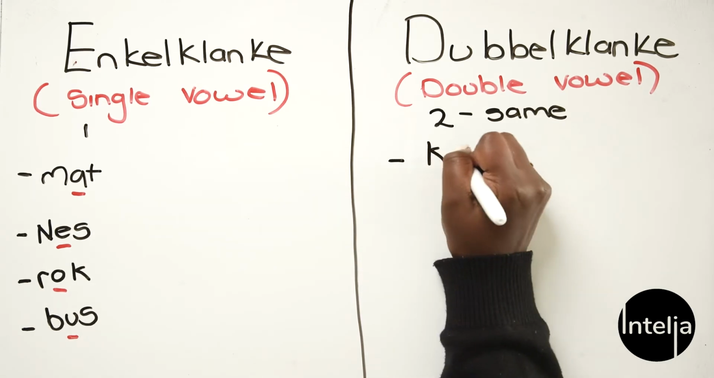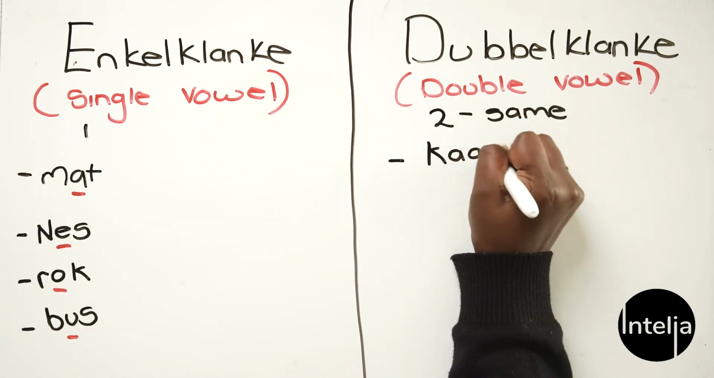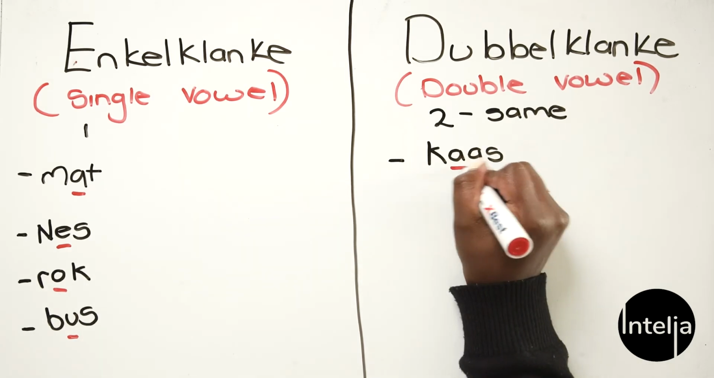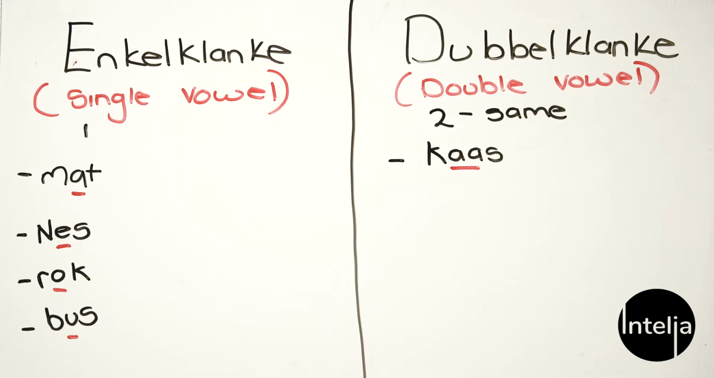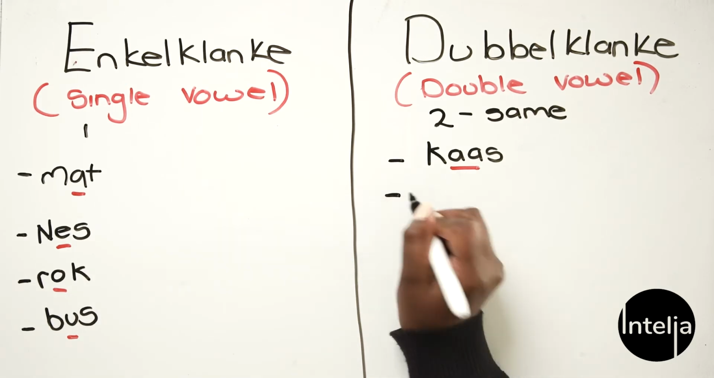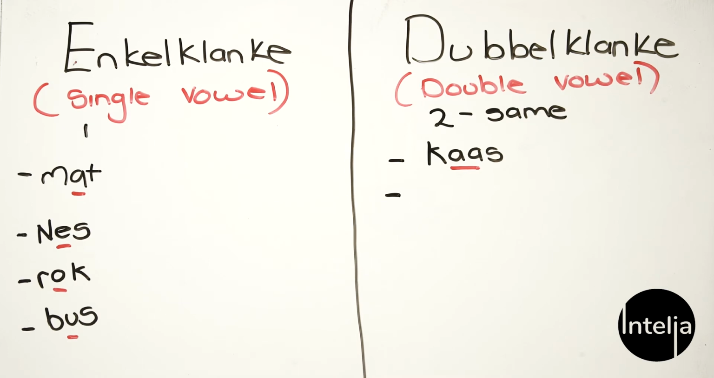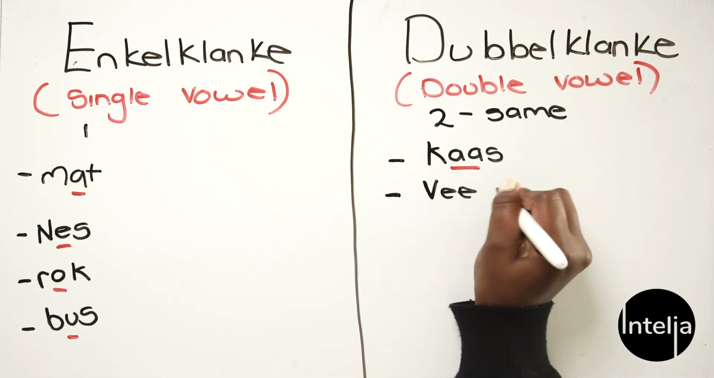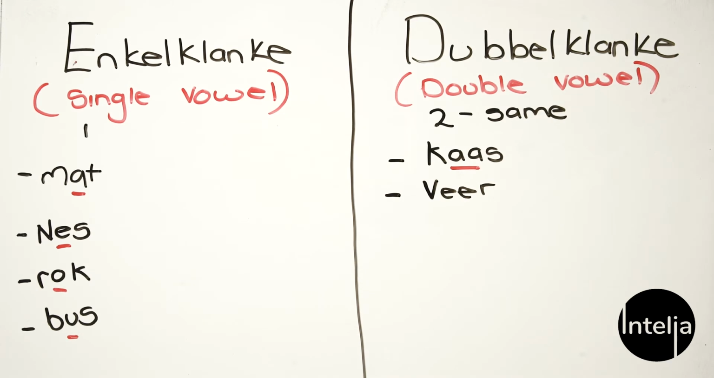That's right. Gaas. Awesome guys, just stay with me. Let's move on to the next. Can you give me a word in Afrikaans with two E's? Veer. Awesome.